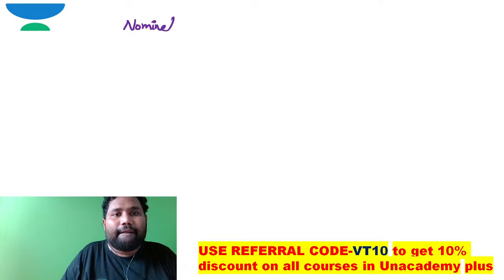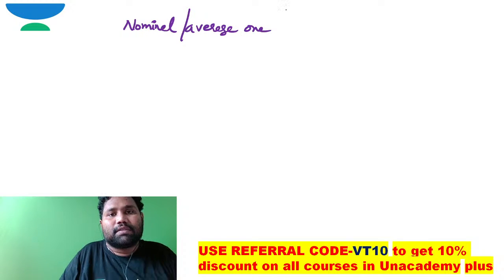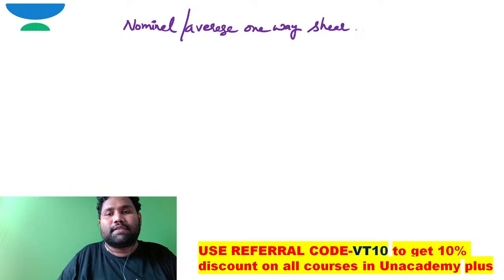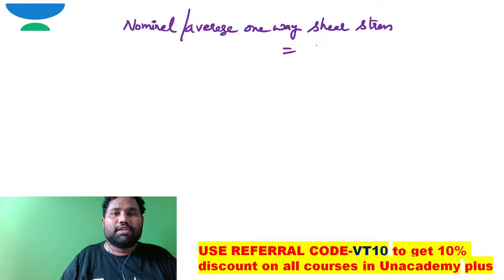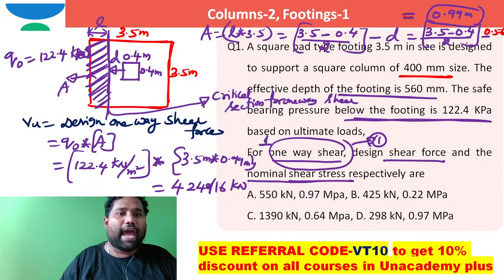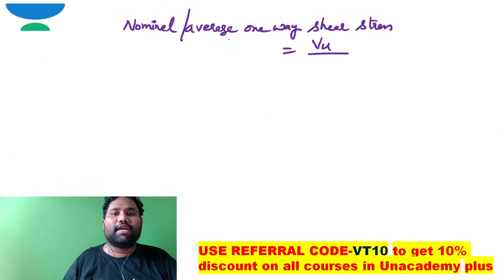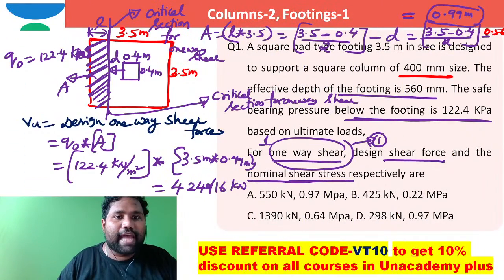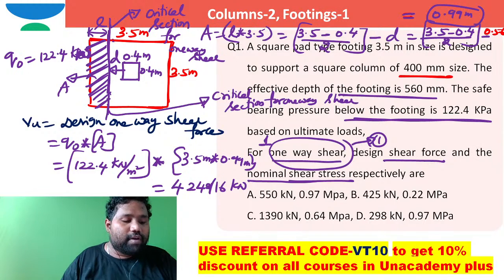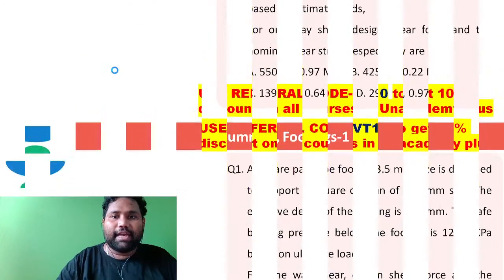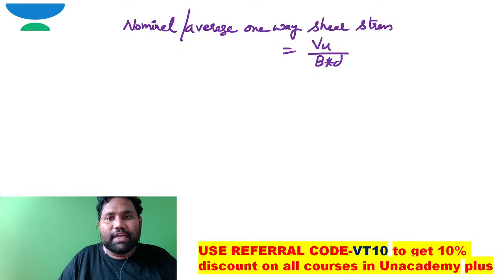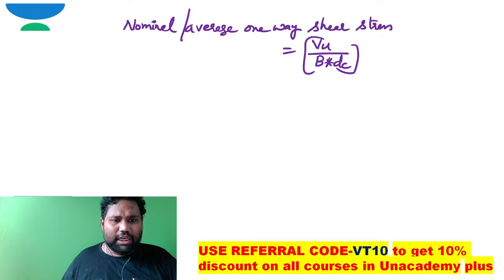nominal or average one way shear stress. How can you work it out? This nominal or average one way shear stress is Vu by. One way shear failure is happening on this critical section, the critical section for one way shear, right? This is acting over what width, brother? This is acting over a width of 3.5 and over a depth of effective depth d, right? So I can write Vu by b times d.